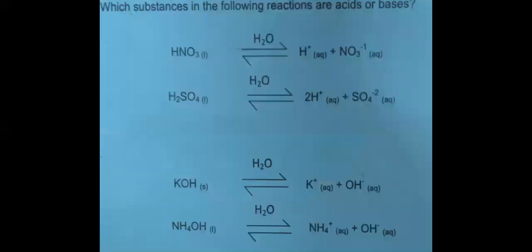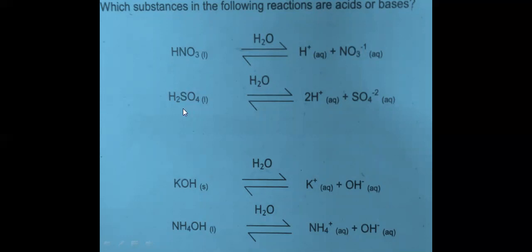Then some substances are mentioned here and we have to identify which one is an Arrhenius acid or an Arrhenius base. The first one, nitric acid. As nitric acid is composed of hydrogen, it is understood that nitric acid will give hydrogen ions in solution, so it is an Arrhenius acid. When we dissolve it in water to make an aqueous solution, it will give hydrogen ions. So it is an Arrhenius acid.